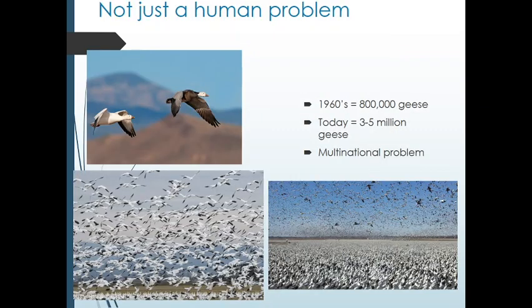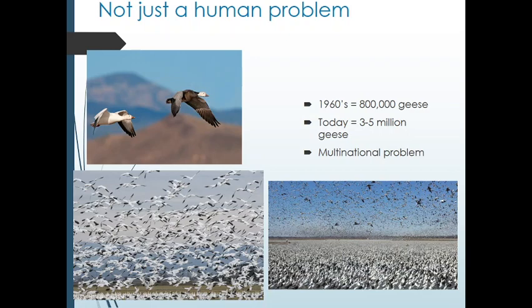The idea, though, of having a population overshoot its carrying capacity and crash is not just a human problem. So this is a story thinking about snow geese. Now, snow geese are these white birds. Here's the male and the female together. In the 1960s, there were 800,000 of these geese. They breed up in northern Canada around Hudson Bay, and then they fly down through Canada, through the United States, and overwinter in the southern United States.